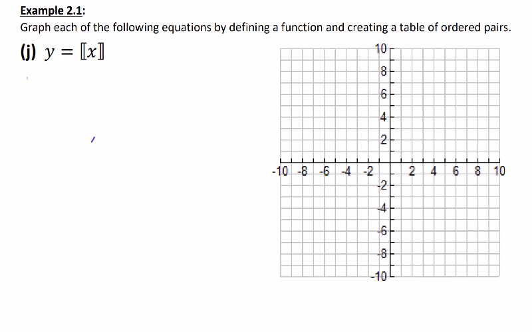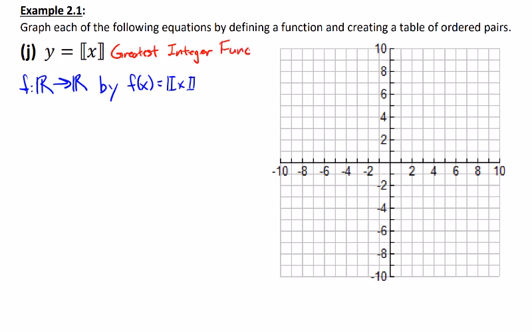So we can define this f from R to R by the equation f of x equals, so the symbol that you see around the x, this is a double bar bracket, and this is what gives us the function that we're dealing with. And the name of this function is called the greatest integer function. So that's how you define the function.